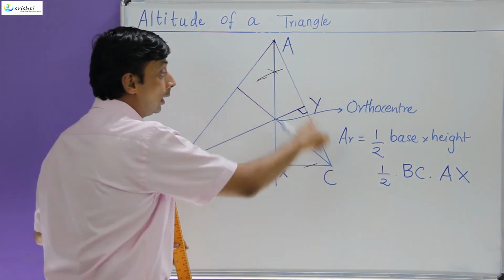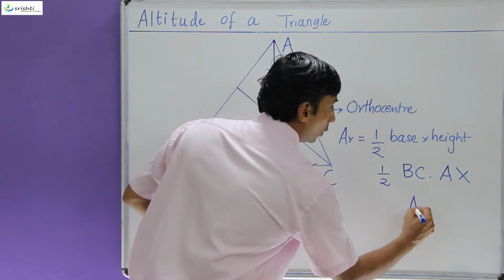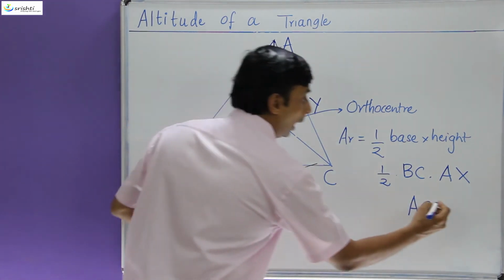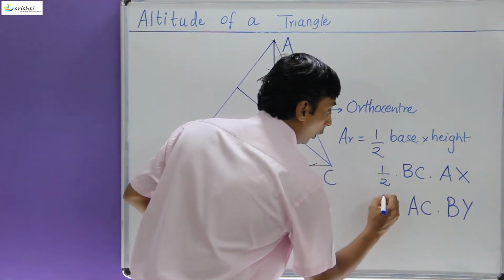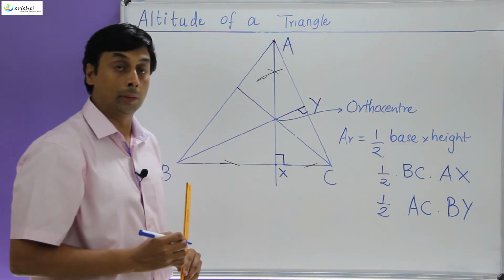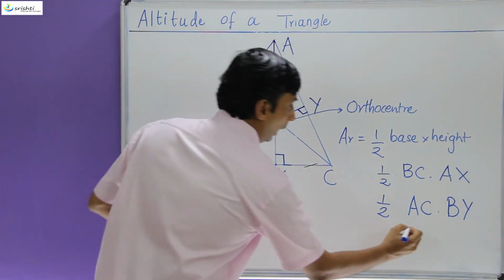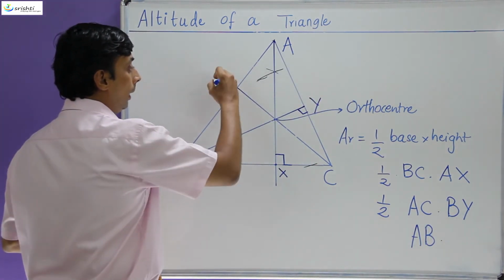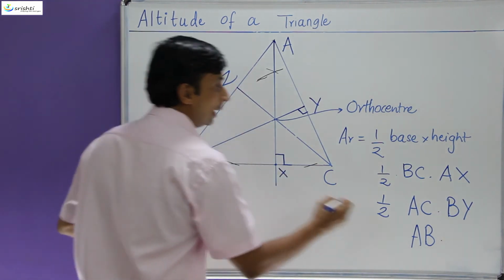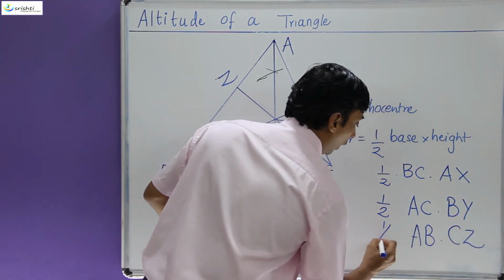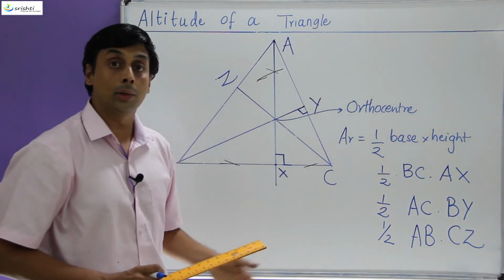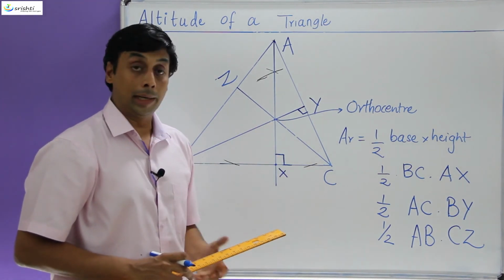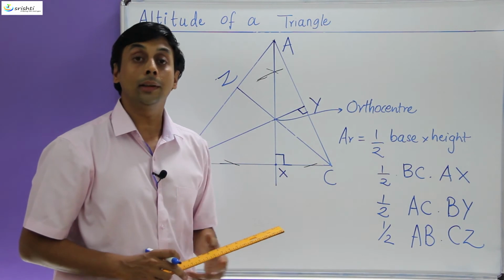Or if you consider AC to be your base, then which altitude is perpendicular to it? BY. So BY is the altitude, and the area of the triangle would also be half into AC into BY. Whereas if AB is your base, then which altitude is perpendicular to AB? Let's name this point as Z. CZ is your altitude. So this is one of the significances of altitudes. Altitudes are useful in determining the area of your triangle. Now in the next segment, let's see how altitudes are placed in different types of triangles.